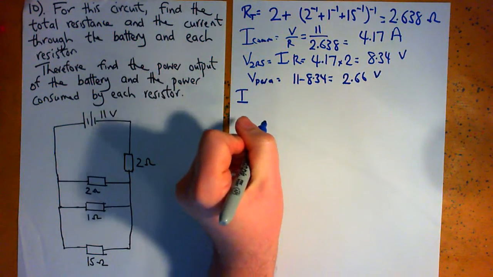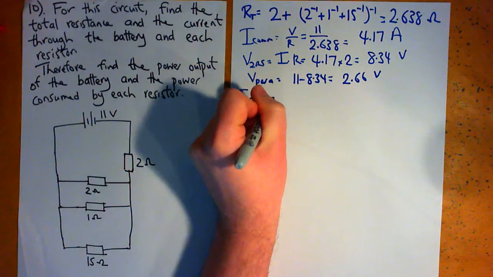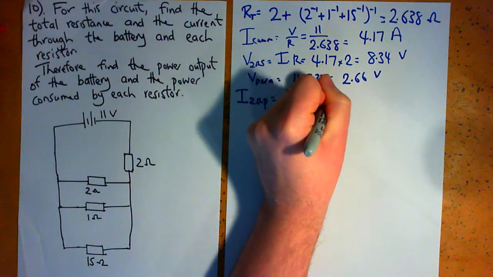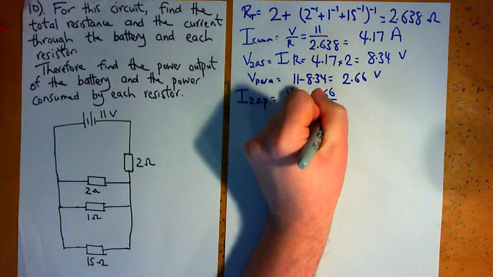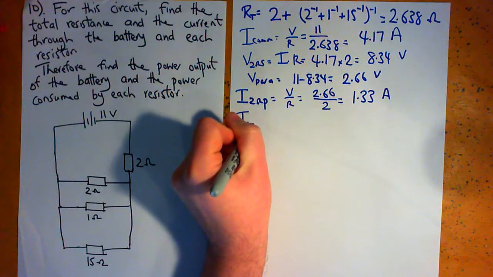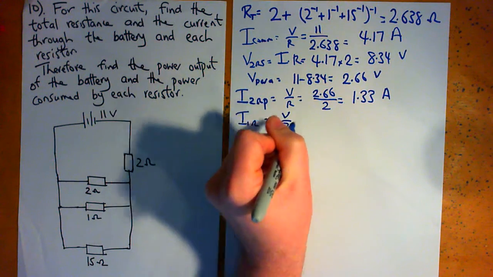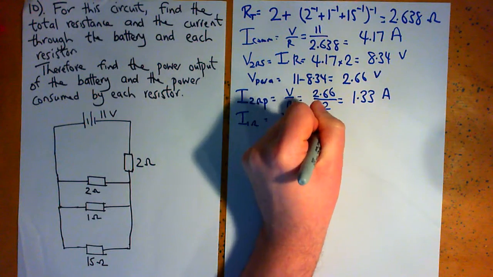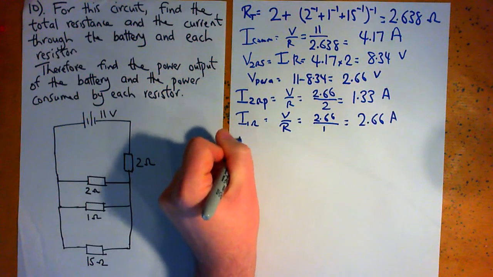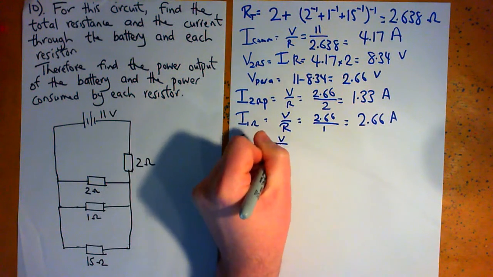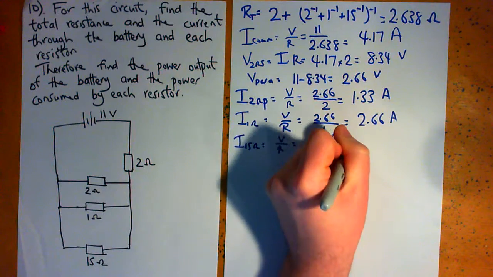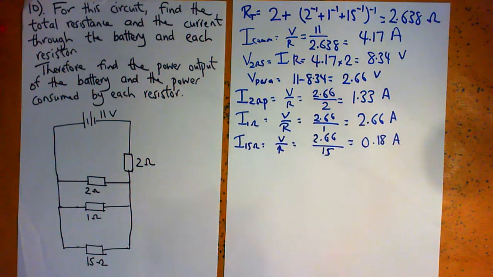The current across the 2 ohm parallel resistor is going to be V over R. The voltage across it is 2.66 and its resistance is 2, giving us 1.33 amps. Similarly for the 1 ohm resistor, the current passing through it is V over R, which is 2.66 over 1, giving us 2.66 amps. And lastly, the current through the 15 ohm resistor, same formula, V over R, 2.66 divided by its resistance of 15, giving us 0.18 amps.